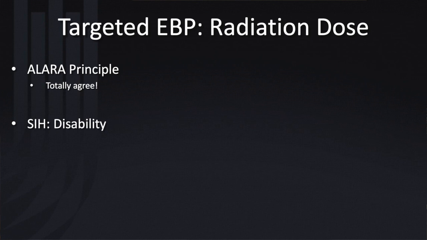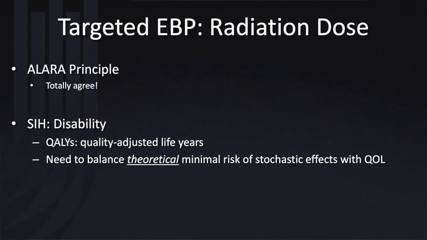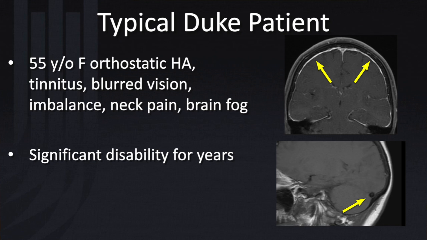But the counter argument, I think, to this is actually one of disability. Patients with SIH have severe disability. This is Dr. Friedman's team's paper where the quality of life was really bad, right? People are really suffering, and they actually have scores that are worse than end-stage cancer patients and AIDS patients. So if we think about quality-adjusted life years, that matters, right? There is a balance between the theoretical minimal risk of stochastic effects versus quality of life. And I think we need to consider that when we're considering what the radiation dose is doing for these patients.